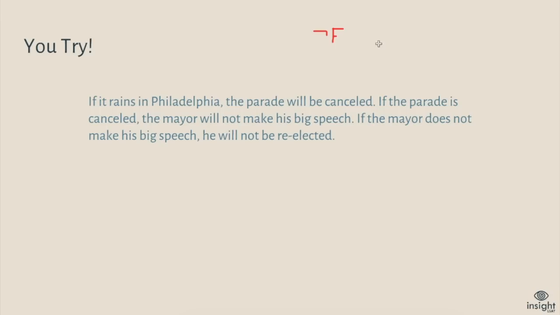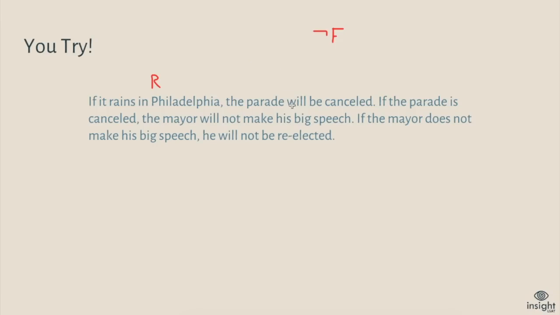Alright, let's take it slowly and we'll take it in turn. Remember, each logical chunk is going to get its own symbol. Let's start with the first one. If it rains in Philadelphia. I'm not going to use P here because we have the parade involved, and I think it'll be easier if we just use R for rain. So this R means it rains in Philadelphia.